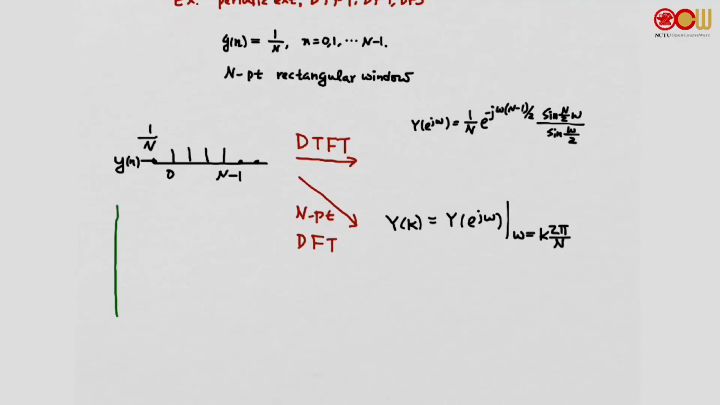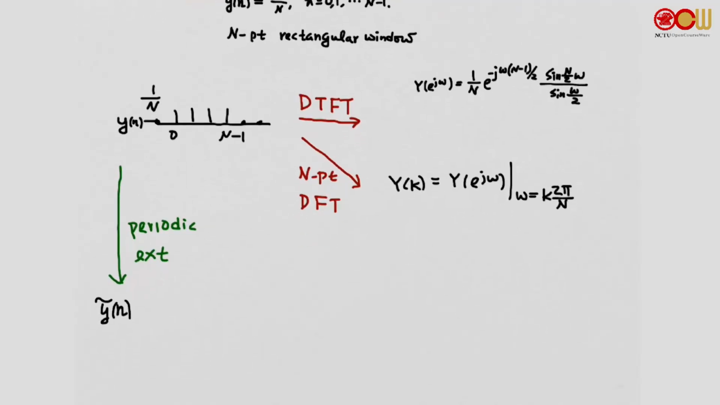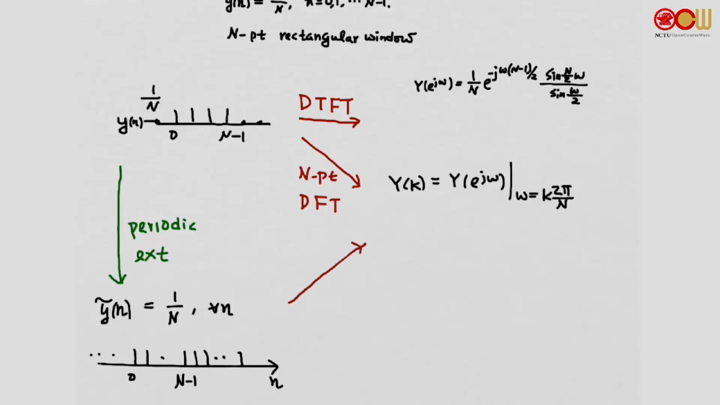We can also perform periodic extension to obtain y tilde of n. Y tilde of n is simply obtained by repeating y[n] every N samples. In this case, what do we have here? This is a rectangular window with N samples. We repeat it again, and we get the same rectangular window, and then we repeat it again. Then what kind of sequence do we have in the end? We simply get 1 over N for all n, right? This is the periodic sequence. For this periodic sequence, we may compute its discrete Fourier series, which would be precisely the N-point DFT of the rectangular window.